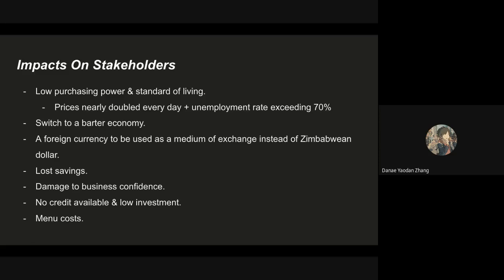As for the government, the hyperinflation caused them to receive less tax revenue, as most people have lost their jobs in Zimbabwe, and their unemployment rate has reached 70% during the hyperinflation.